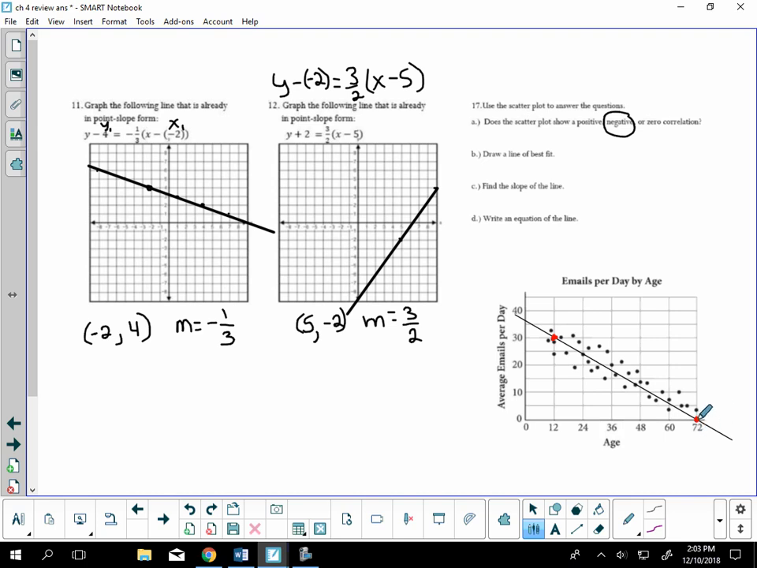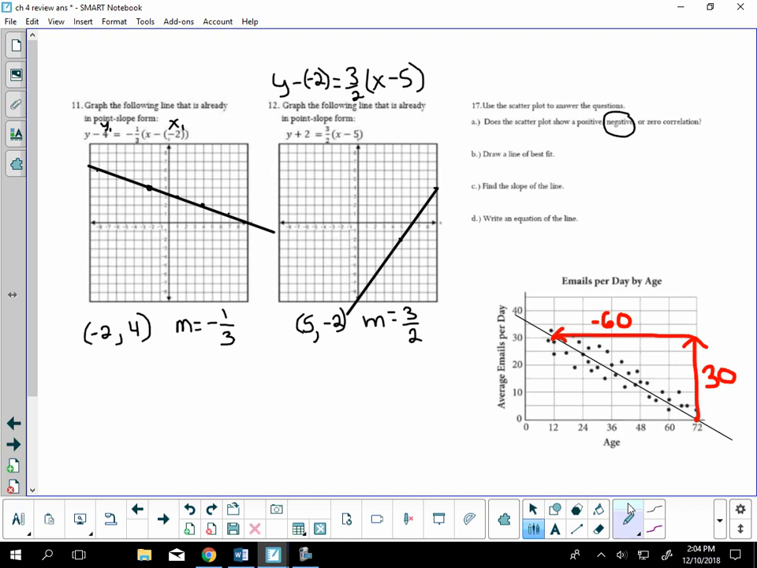And I could do the difference of my y's over the difference of my x's. I'm going to do rise over run since they gave me the graph here. So here, my rise, how much is it going up? Well, it's going from 0 to 30, so my rise is 30. And then my run, how much is it going over? Well, it's going from 72 to 12, so it's going to the left 60. That's why it's going to be negative.